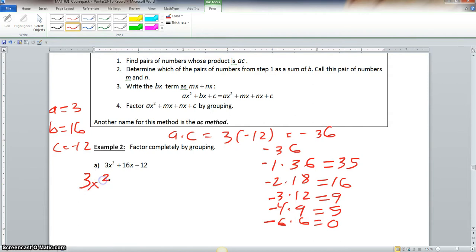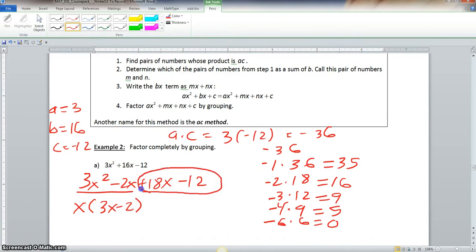So we write 3x squared minus 2x plus 18x minus 12. We factor the first two terms, and we can factor out an x, and we're left with 3x minus 2. Now we go to the second two terms, 18x and 12. We can factor out a positive 6, and that'll give you 3x minus 2. Now, these two parentheses match up, so we'll write one set, which would be 3x minus 2, and then everything on the outside, which is x plus 6. And we're done with this problem here.